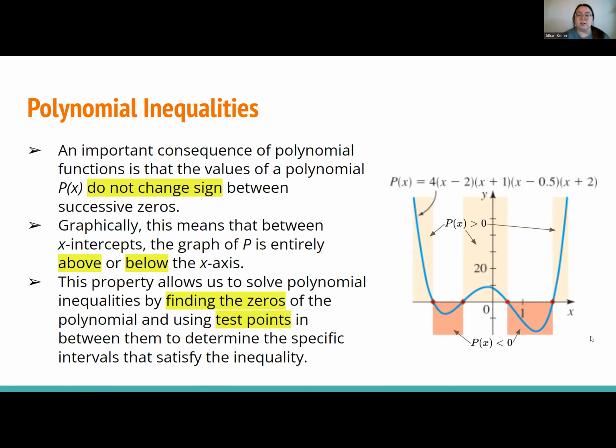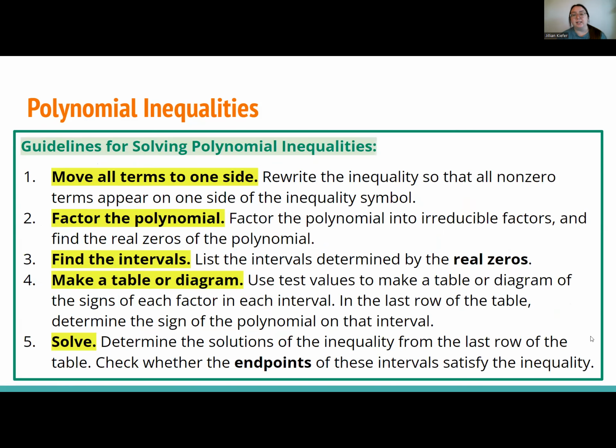So that's how we'll solve inequalities, but here are our actual guidelines, our steps. Guidelines for solving polynomial inequalities. Step 1, move all of your terms to one side. Rewrite the inequality so that all non-zero terms appear on one side of the inequality symbol. You would do this by adding or subtracting, not by dividing or multiplying. So just remember that. When it comes to polynomial inequalities, it's adding or subtracting to bring everything to one side.